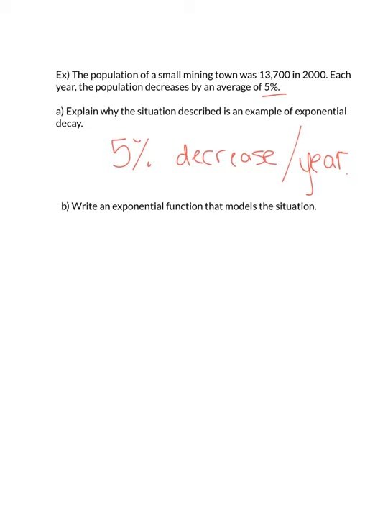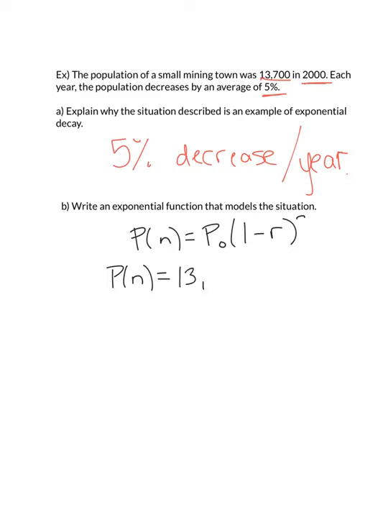Our next step is to write an equation to model the situation. The first thing that we're going to do is write our formula. So P of n is equal to P naught times 1 minus r to the exponent n. When I plug in all of my information, I know that my initial value is 13,700. The year is a little bit interesting. This 2000 is going to be my base year. And then my rate is 5%. So when I'm writing this in, I'm going to get 13,700 times 1 minus 5% as a decimal, which is 5 divided by 100, or 0.05. And then we're going to put it to the exponent n.